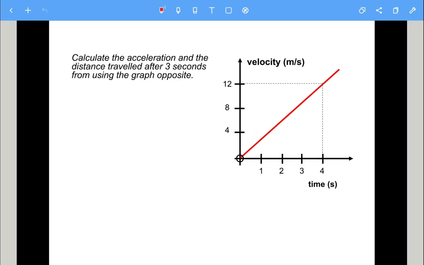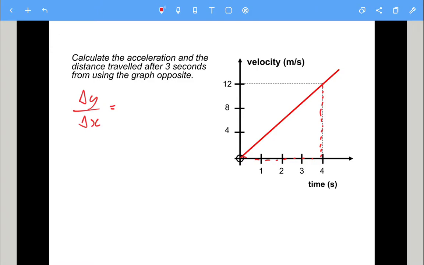So if you want to have a go at this one, just pause and have a go. Remember, the information that we've written down is that the gradient will be the acceleration, which we've done previously, and the distance travelled would be the area under the graph. So I'll take you through the answers now. Calculate the acceleration. The acceleration will simply be the gradient. So if we do the change in y divided by the change in x, so the change in y divided by change in x is the acceleration.